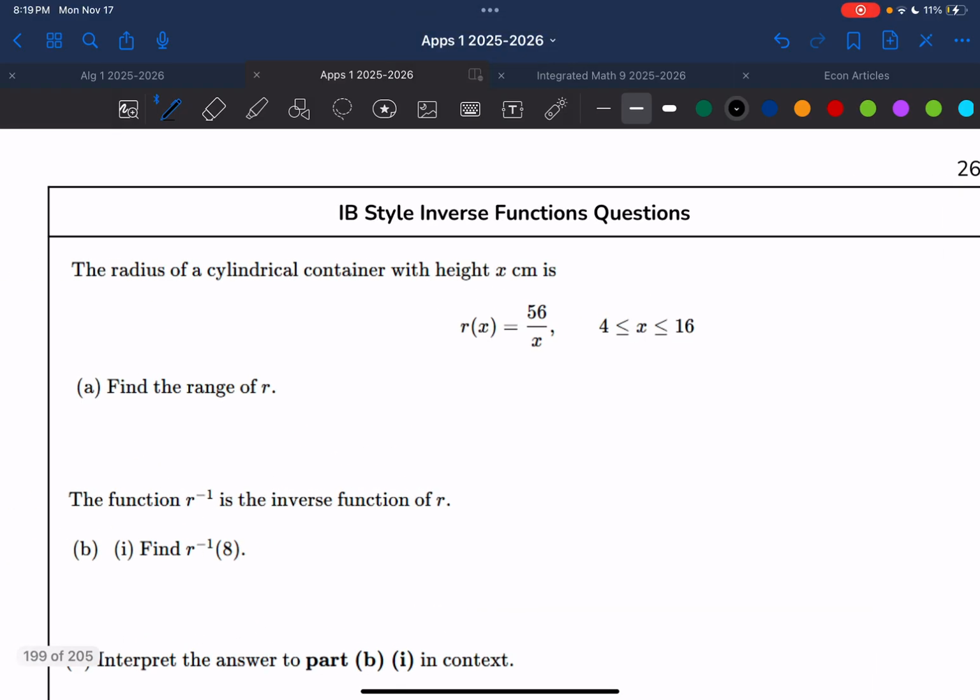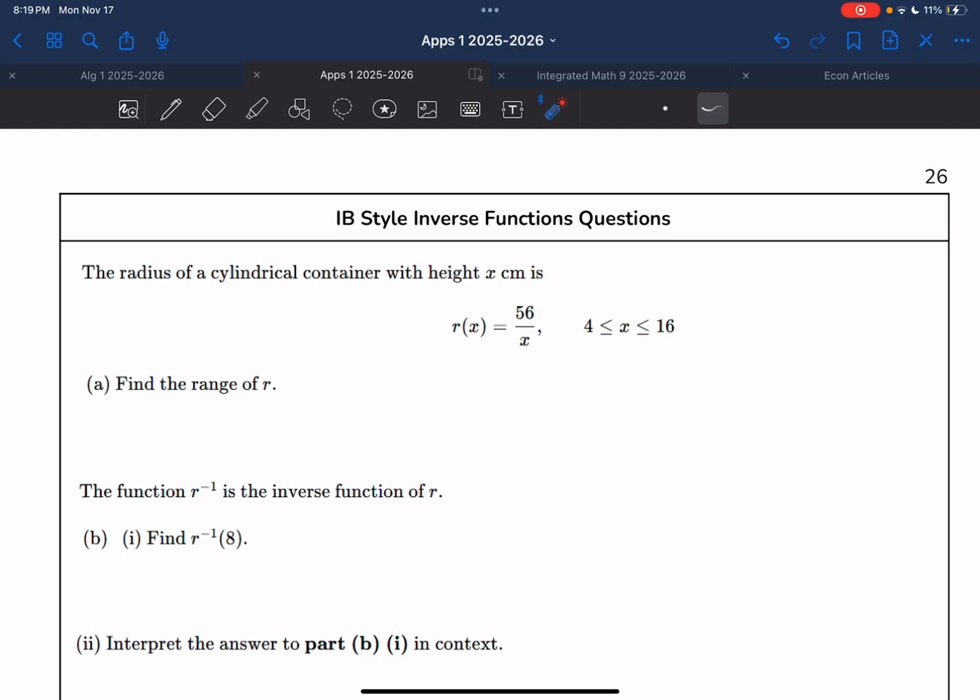If we look at the first one, the radius of a cylindrical container with height x centimeters is r of x equal to 56 over x, where x ranges from 4 to 16. So this is our domain of r over here. For the range of r, we want to figure out what range of values r is going to take on.